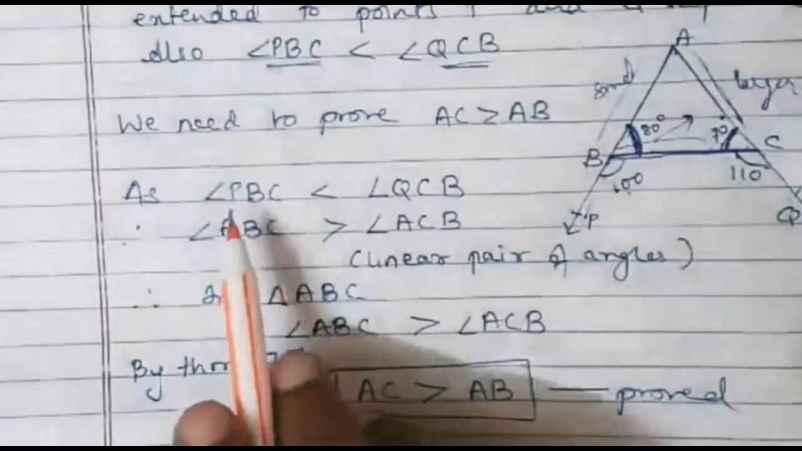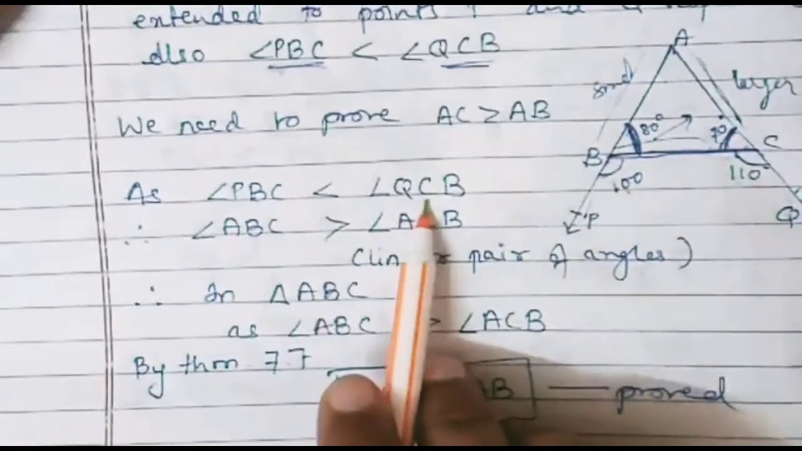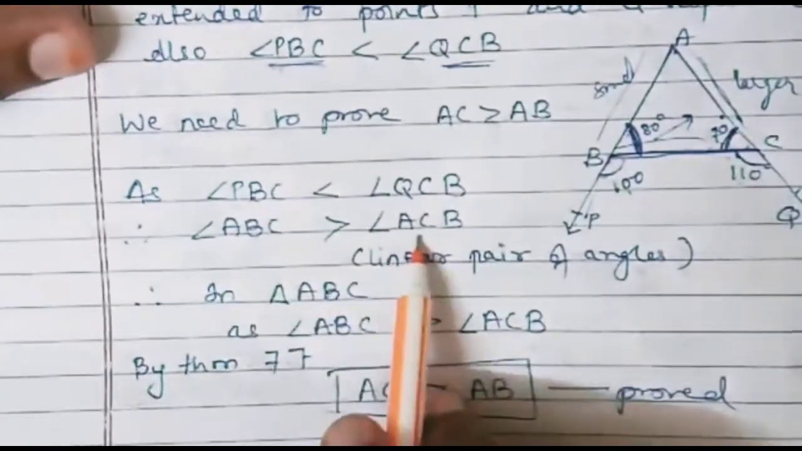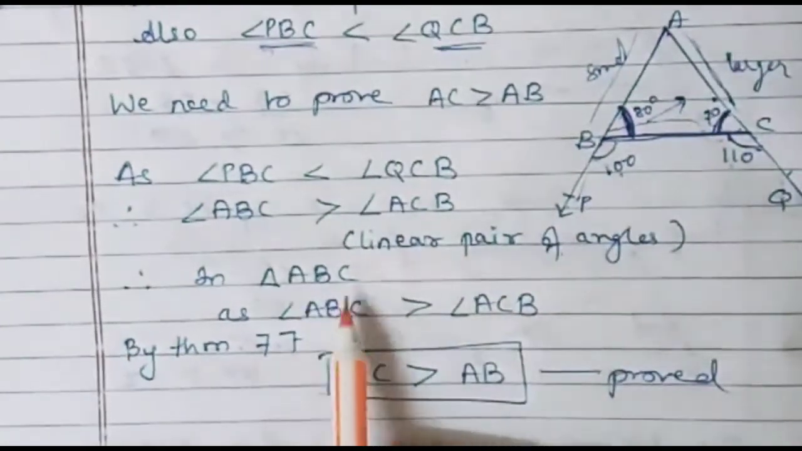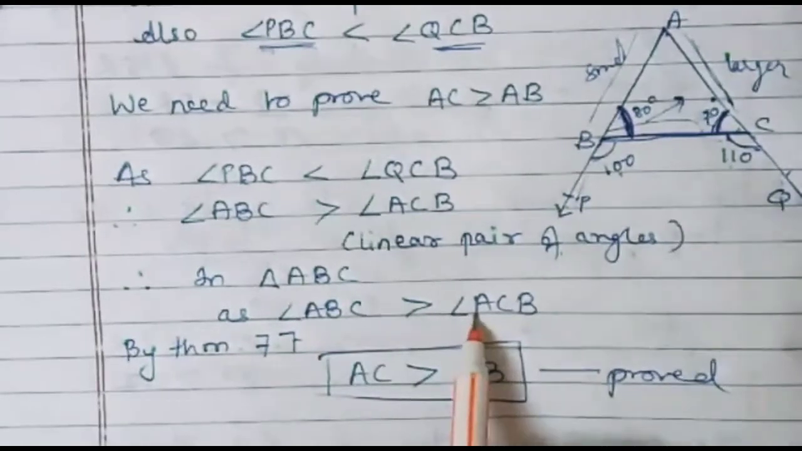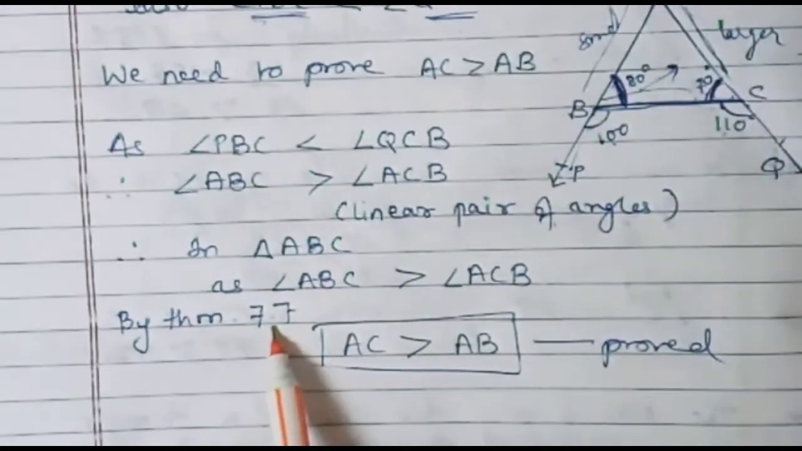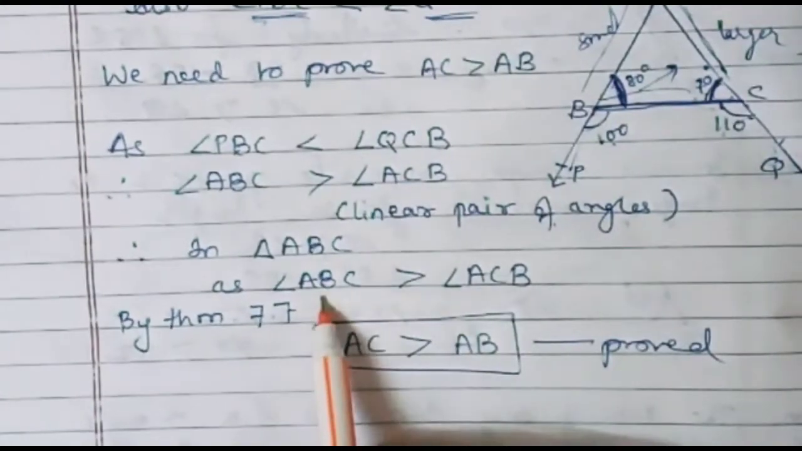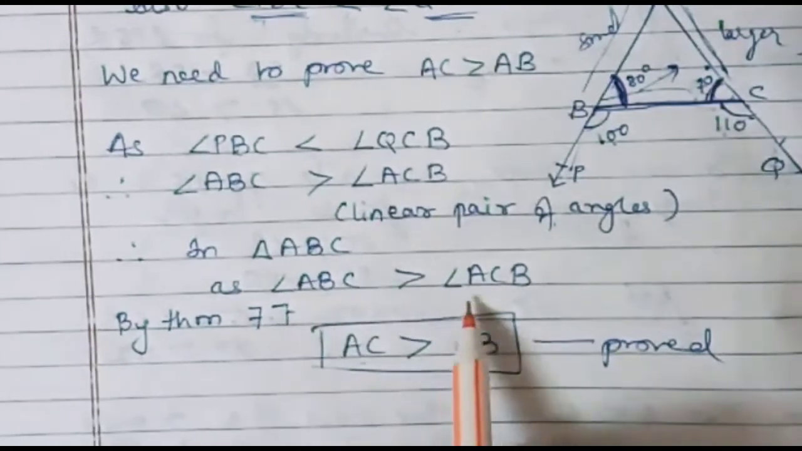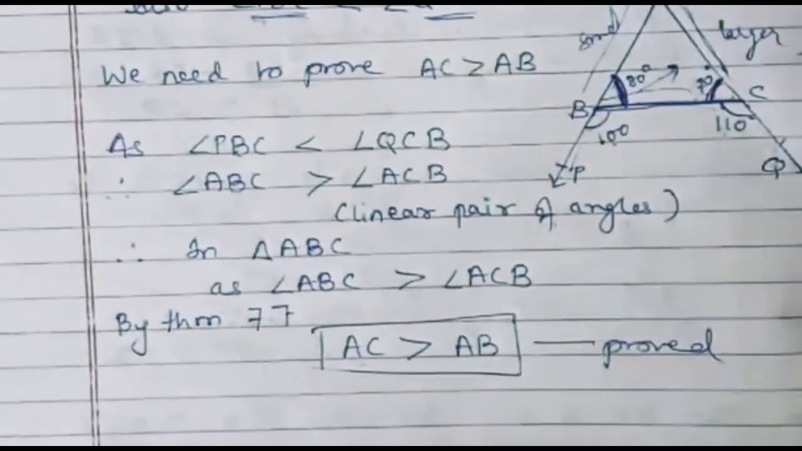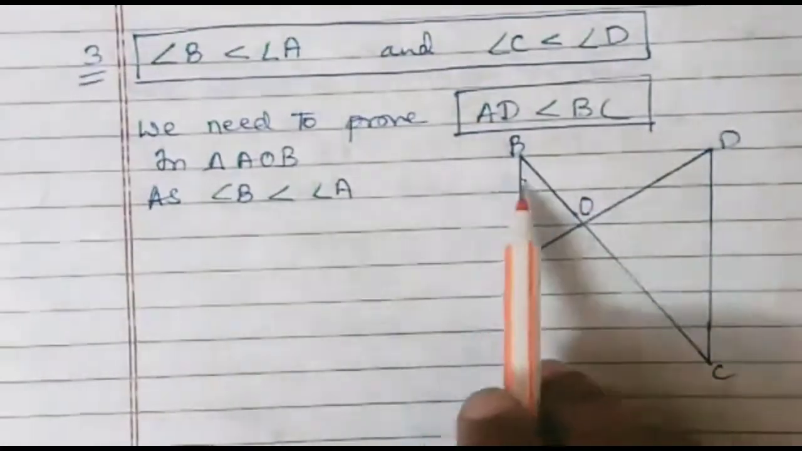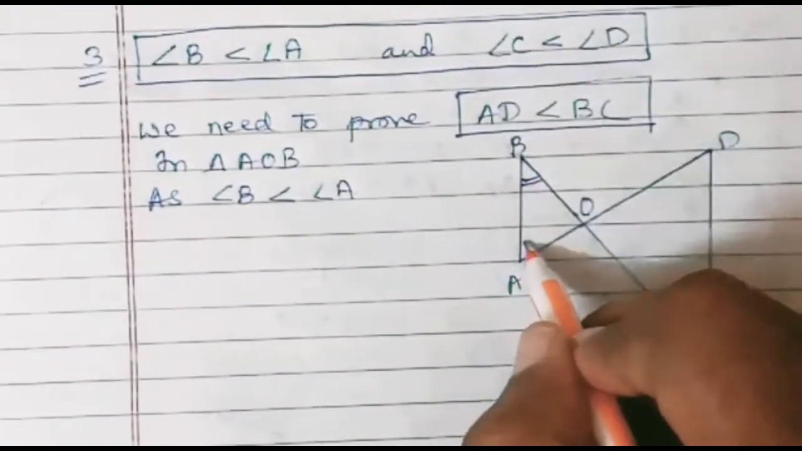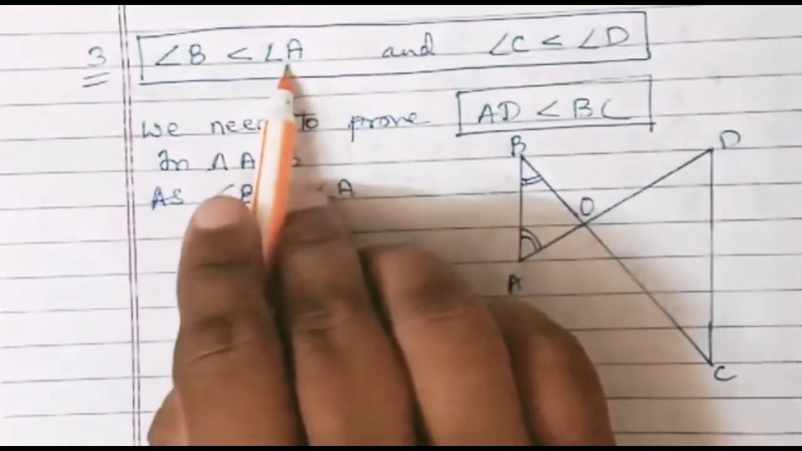So you can see I have written angle PBC is lesser than angle QCB. So ABC will be greater than angle ACB because of linear pair of angles. Thus in triangle ABC, as you have two unequal angles, by theorem number 7.7, the side opposite to angle ABC will be greater and the side opposite to angle ACB will be smaller. Now let us see, in the given figure, angle B is smaller than angle A. This is given here, right?